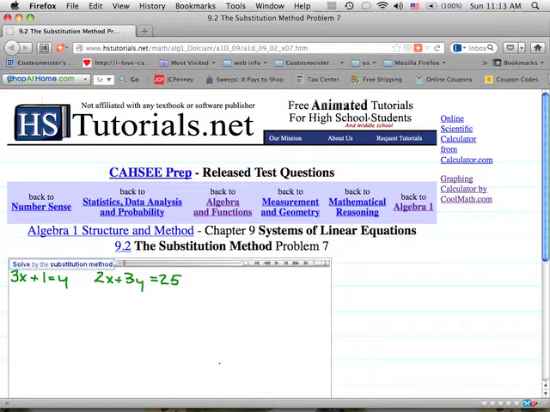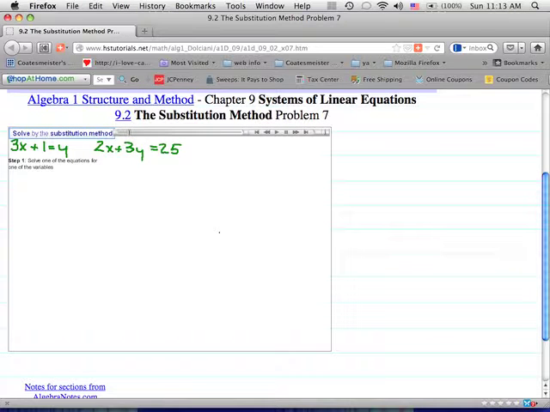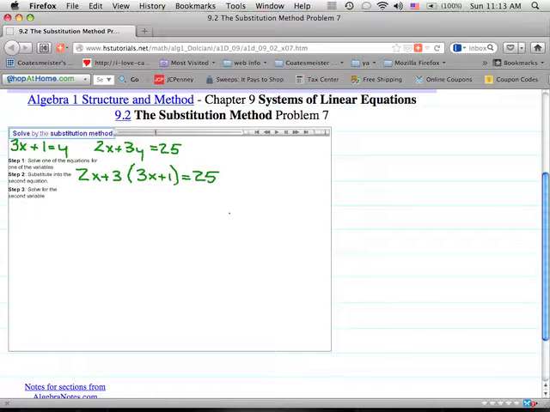So we're going to solve this system of equations by the substitution method. Step one is that we solve one of the equations for one of the variables, but that's already done for us since this equation says 3x plus 1 equals y. It is solved for y. Next, I'll substitute that into the second equation, where y is in 2x plus 3y equals 25. I put 3x plus 1. So instead of having 3y, I have 3 times 3x plus 1.